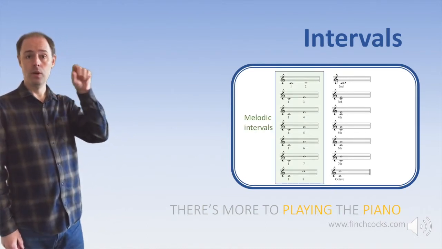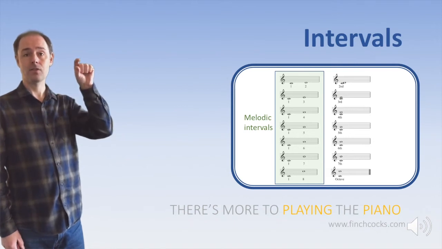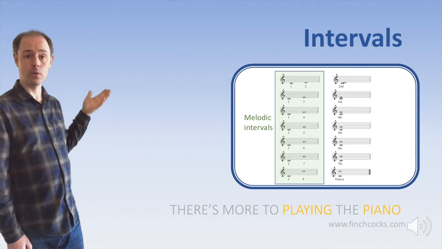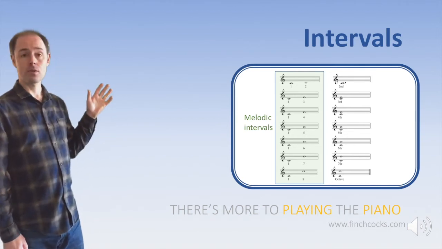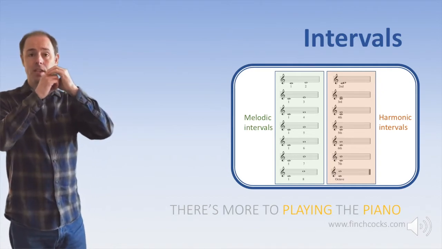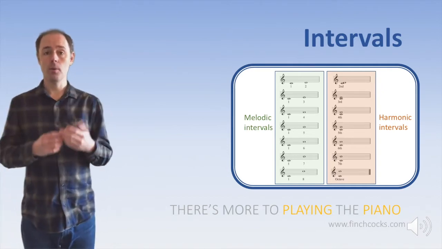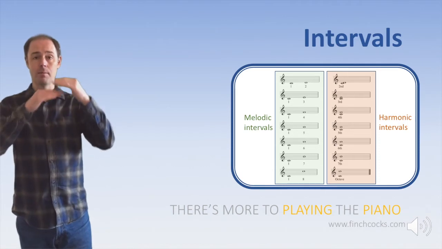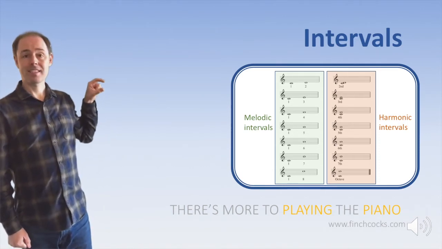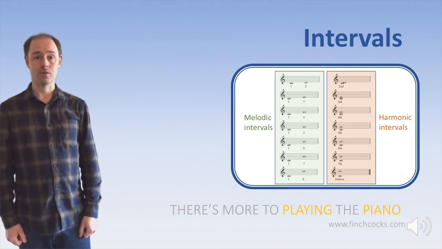Now all these intervals on the left are melodic intervals. You're playing one note, then the next, to form a melody. So that's a melodic interval of a second, a third, a fourth, a fifth. All these intervals on the right, where the notes are being played simultaneously, are called harmonic intervals because they're creating harmony. I can't sing two notes at once, but these notes should be played together, so they're harmonic intervals.